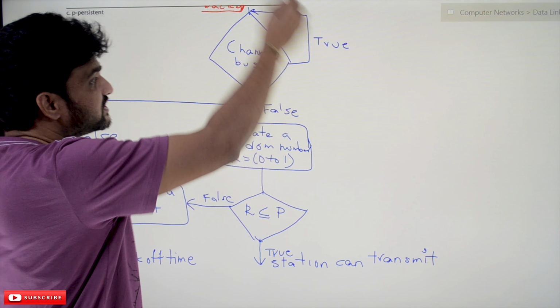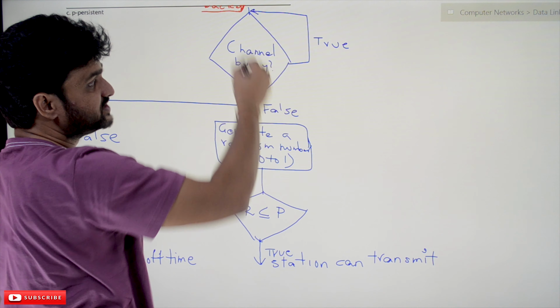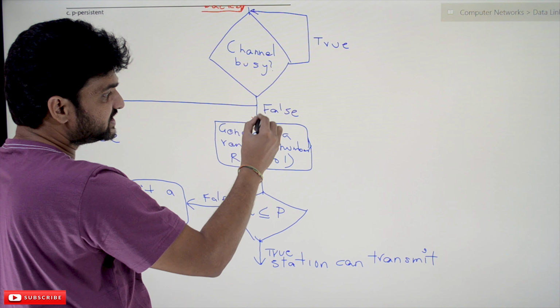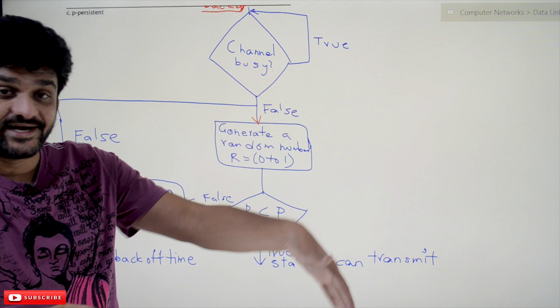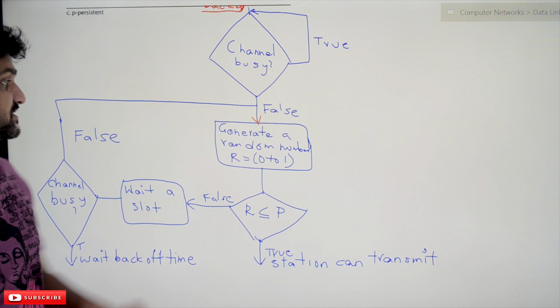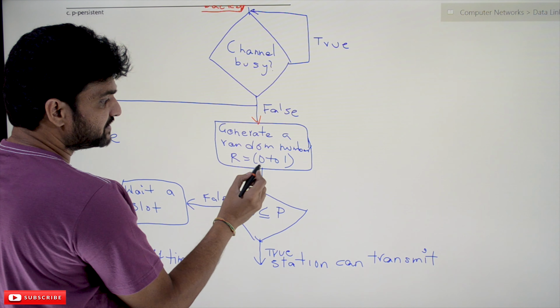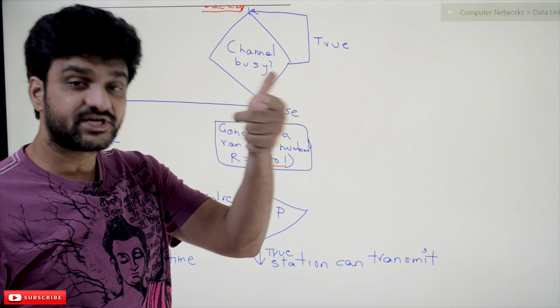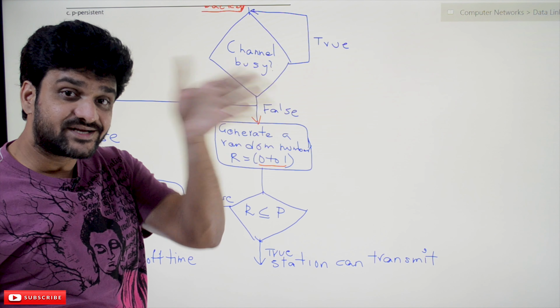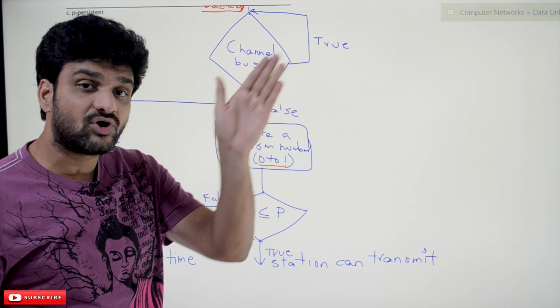So again it will continuously check. True means it is going to continuously check. If it is false, it means the channel is idle. In that case, generate a random number whose value will be between 0 and 1. So we are going to generate a random number and that number is going to be between 0 and 1.